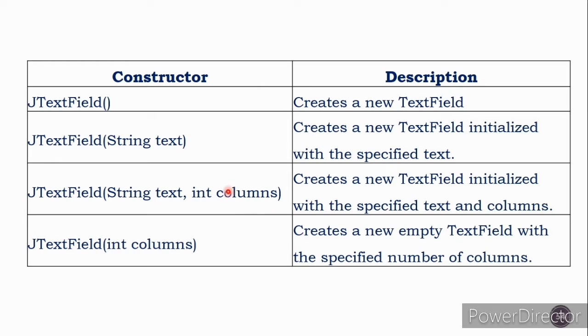Specified number of columns means the size of that text field. Suppose I take 10 columns, it means the text field size will be up to 10 columns. Next is JTextField(int columns), where we just mention the size of the text field. It creates a new empty text field with the specified number of columns. These are the possible constructors with the JTextField class.